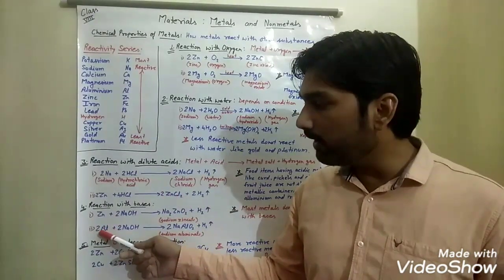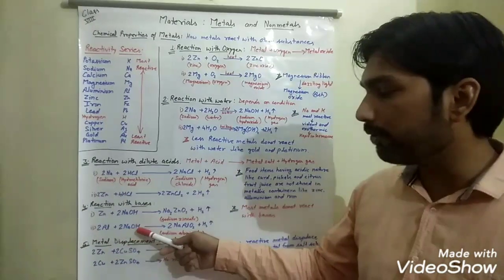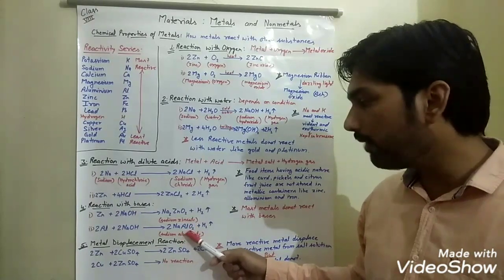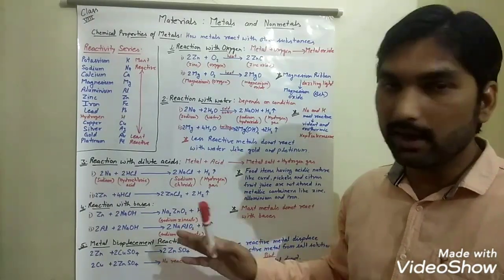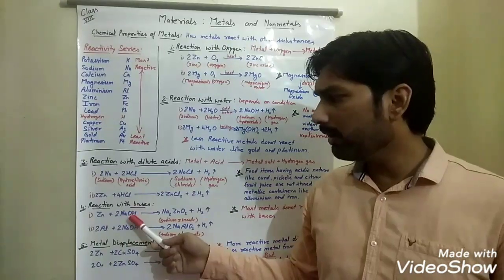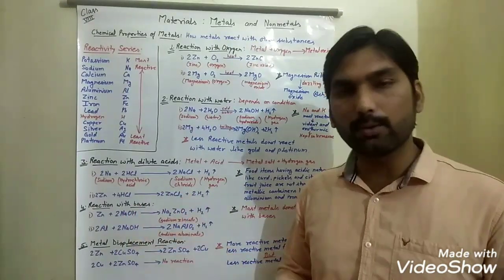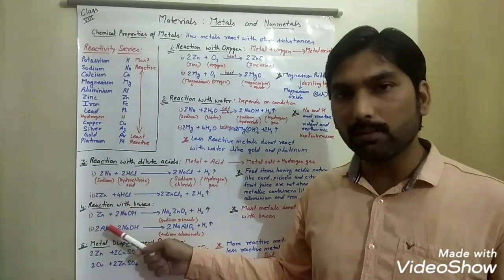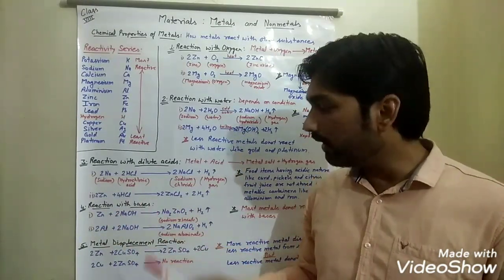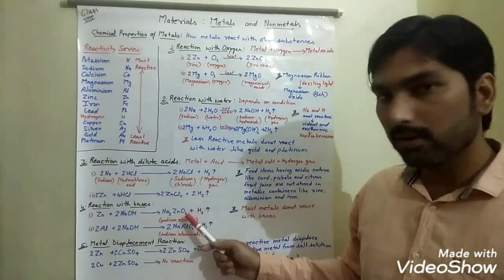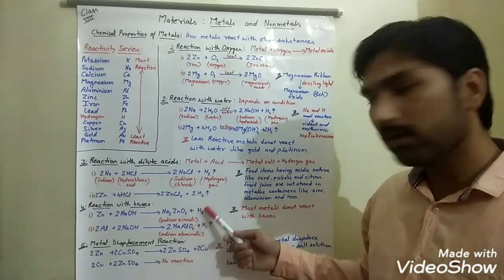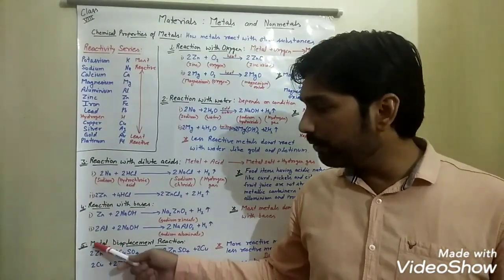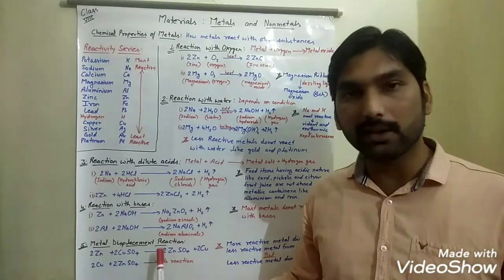In the same way, aluminium is also going to react with sodium hydroxide, and again the salt, sodium aluminate, will be formed with the release of hydrogen gas. So most of the metals are not going to react with the bases, but in a few conditions zinc and aluminium are going to react with bases and form their own salt with the release of hydrogen gas.